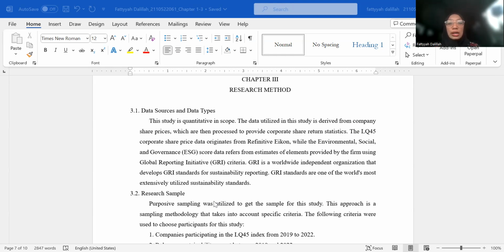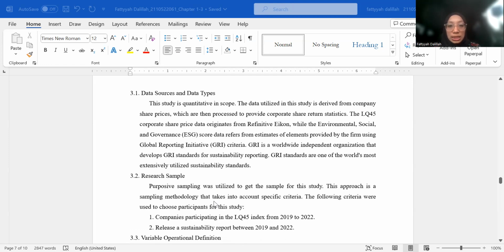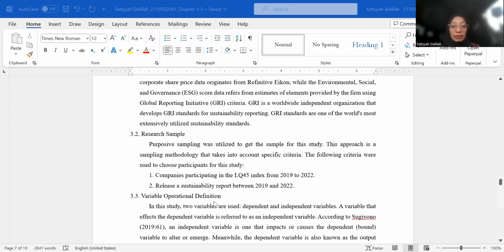whereas the GRI is the worldwide independent organization that develops GRI standards for the sustainability reporting. And also GRI standards are one of the world's most extensively utilized sustainability standards.